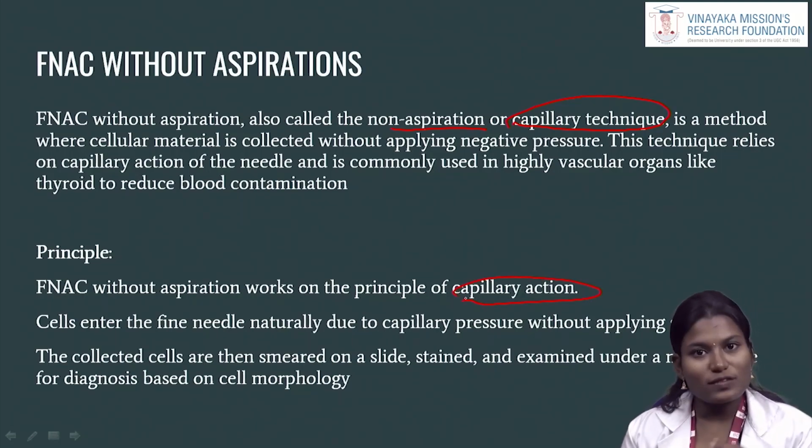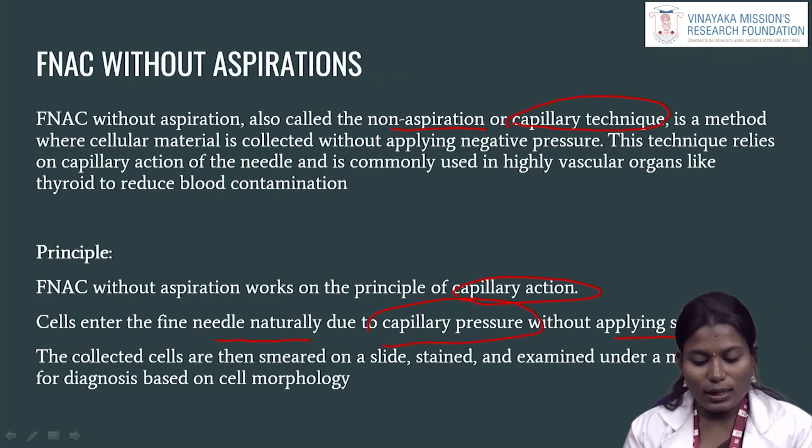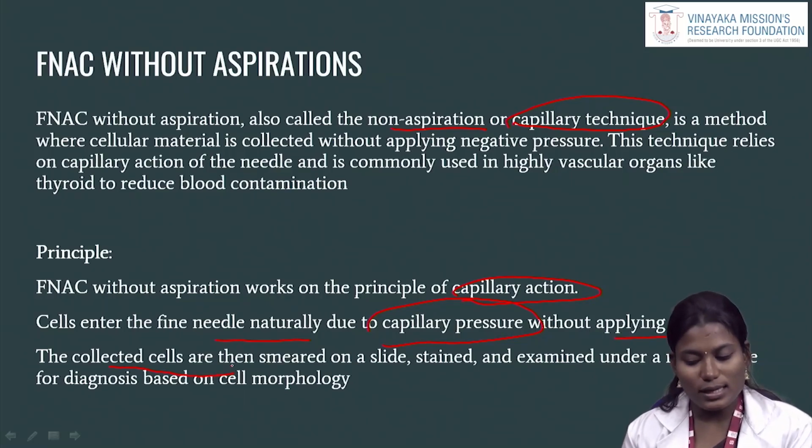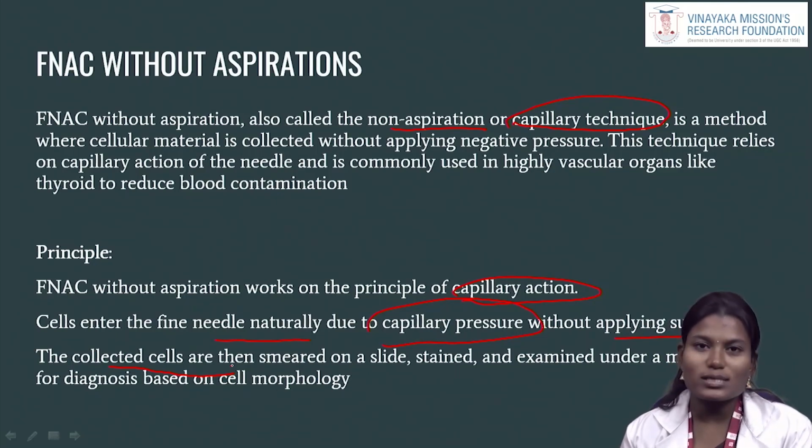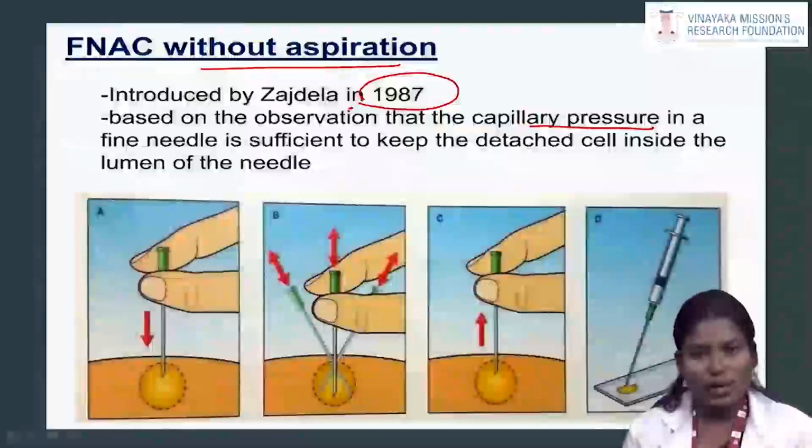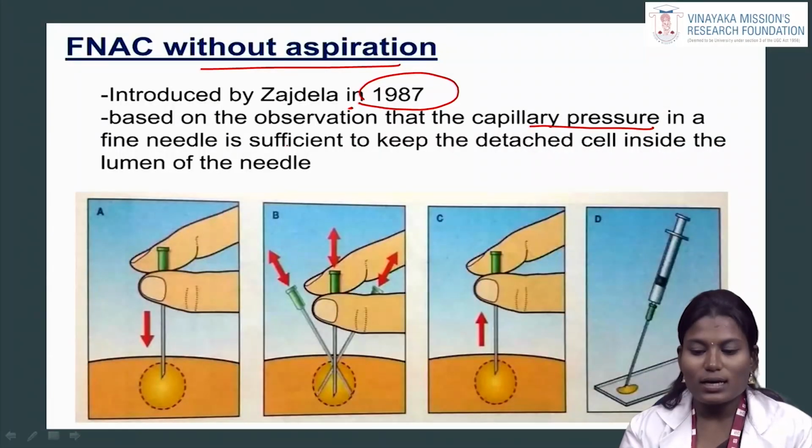Principle: FNAC without aspiration works on the principle of capillary action. There is no negative pressure or lower atmospheric pressure of the body fluids. Cell material enters the fine needle naturally due to capillary pressure without applying negative suction. The collected cells are then smeared on a slide, stained, and examined under the microscope to diagnose based on cell morphology. FNAC without aspiration was first introduced by Jasdilla in 1987.